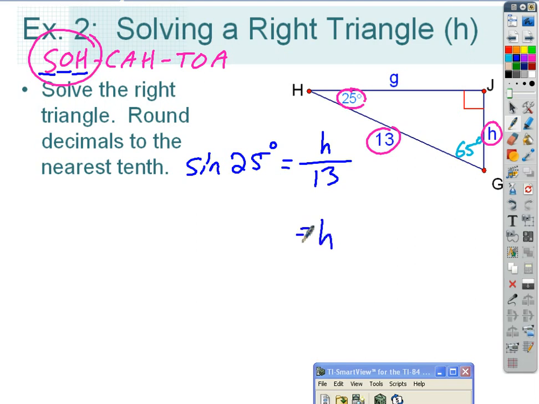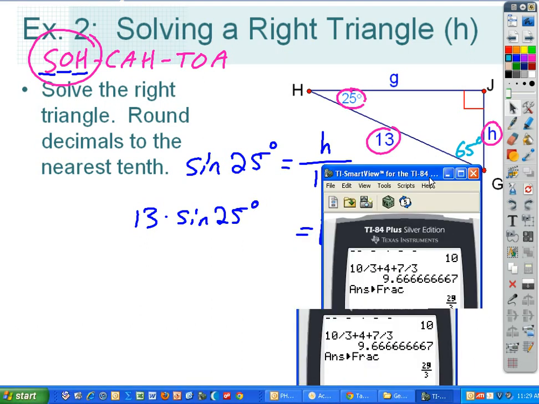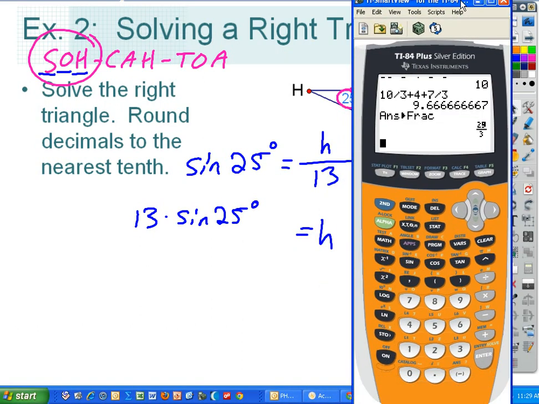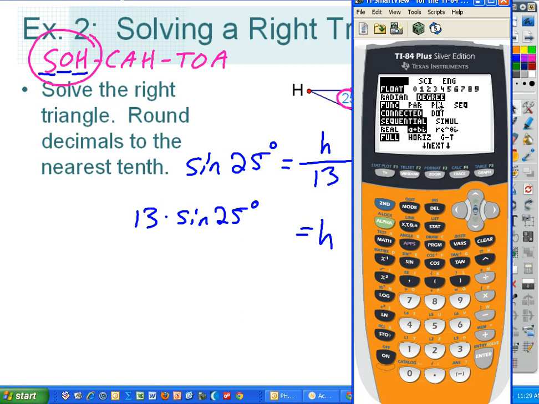Okay, so 13 times sine 25, enter. 5.94. Now they want us to round to the nearest tenth. So we get 5.5? Good. So h over here, we could write that in as 5.5. All right. Oh, I like it. Right, getting it?